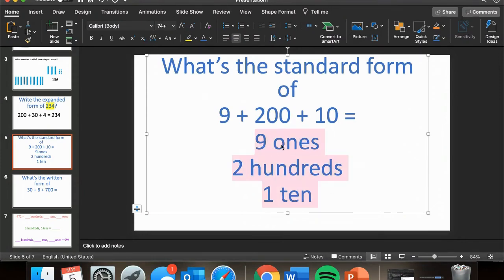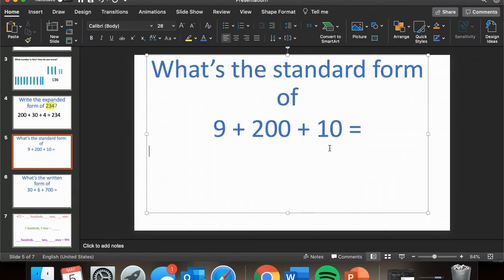Okay, so what comes first? The hundreds, the tens, or the ones? The hundreds. How many hundreds do we have? 200. All right. How many tens do we have? We just have 1 ten to make 10. And then how many ones do we have? 9. We have 9 ones.